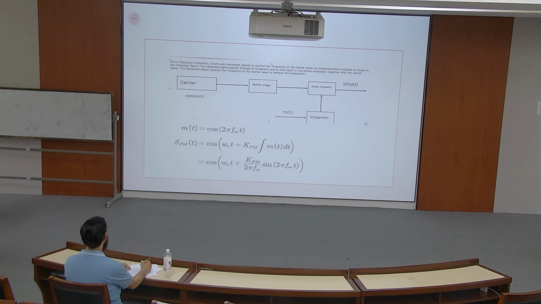And the principle is clear. The baseband signal passes through an integrator, then enters the phase modulation together with the carrier signal. The baseband signal controls the carrier frequency, while the carrier amplitude remains constant. Information is carried by frequency changes.